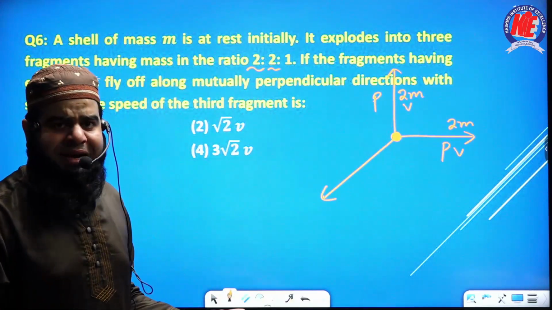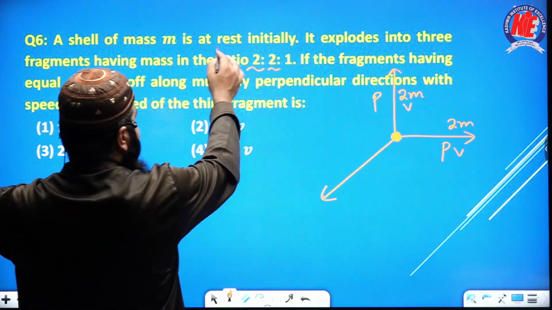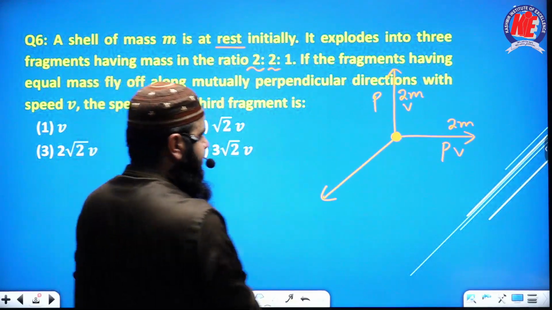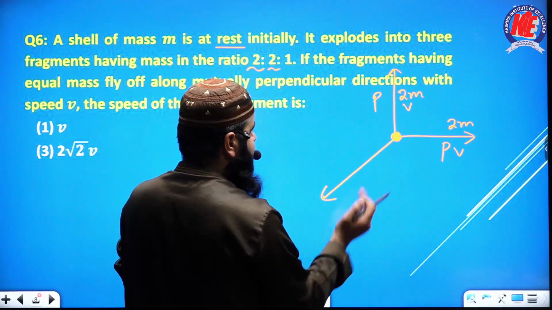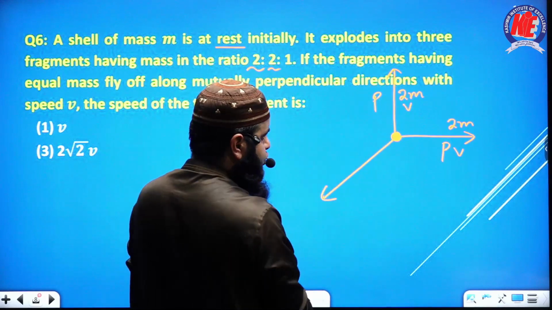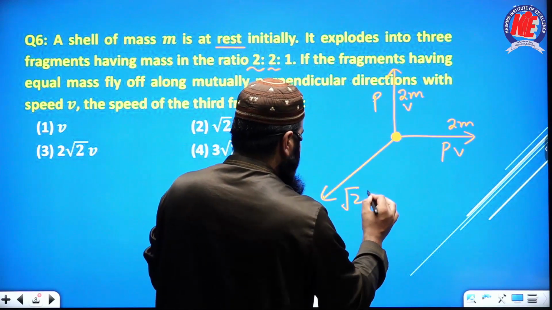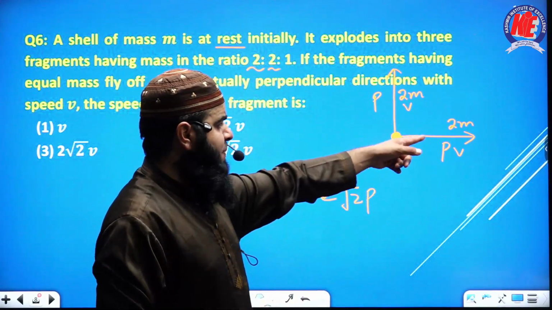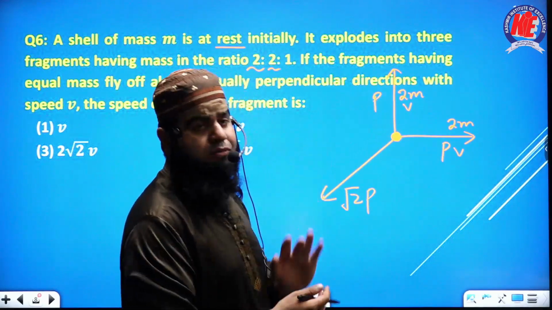क्योंकि आपको total momentum zero चाहिए as the shell is initially at rest. Based on the momentum conservation, the momentum of the third fragment should be equal to the vector sum of the momentum of these two guys. So that will be simply, my dear, root 2 times p if you are taking p as the momentum of this one and the momentum of this one.